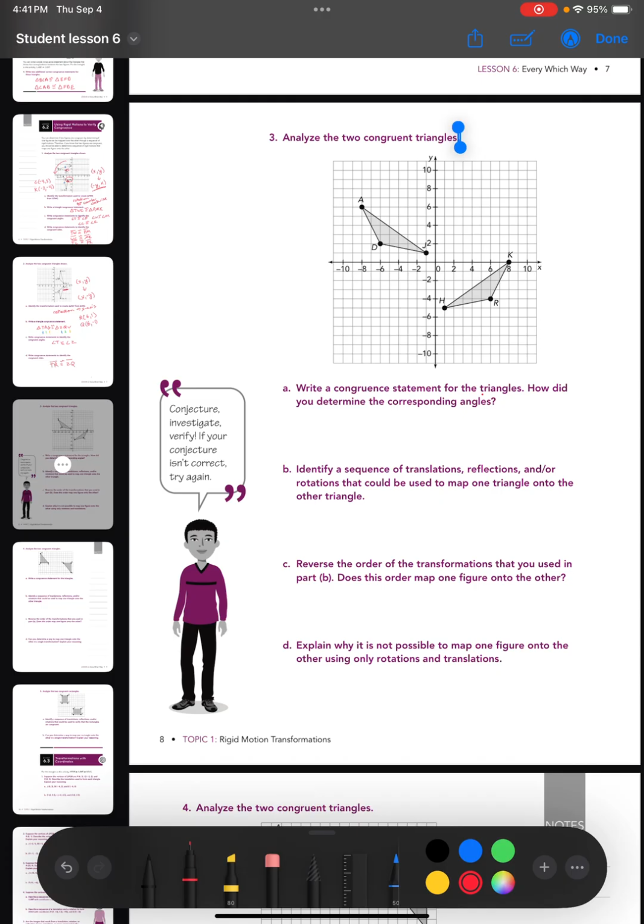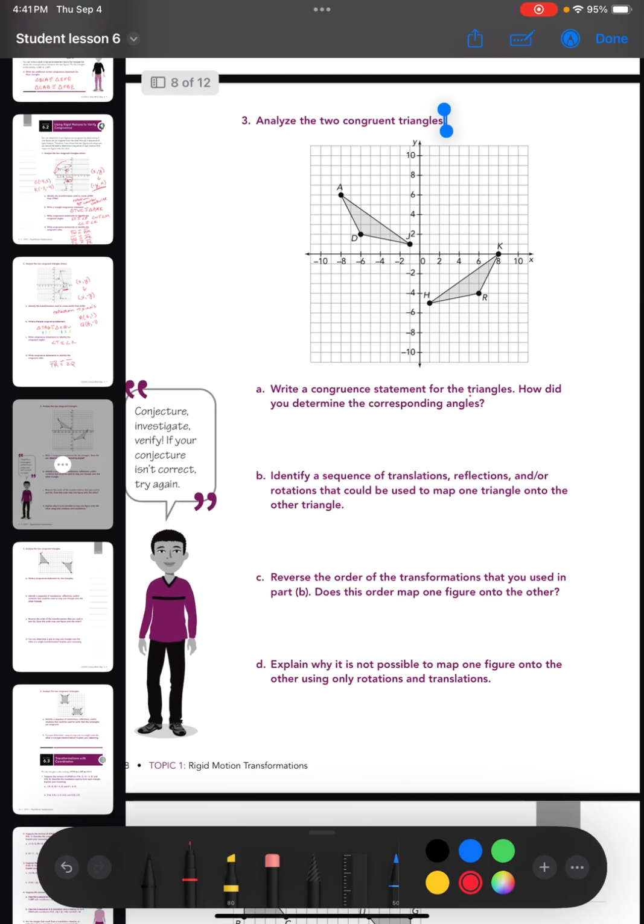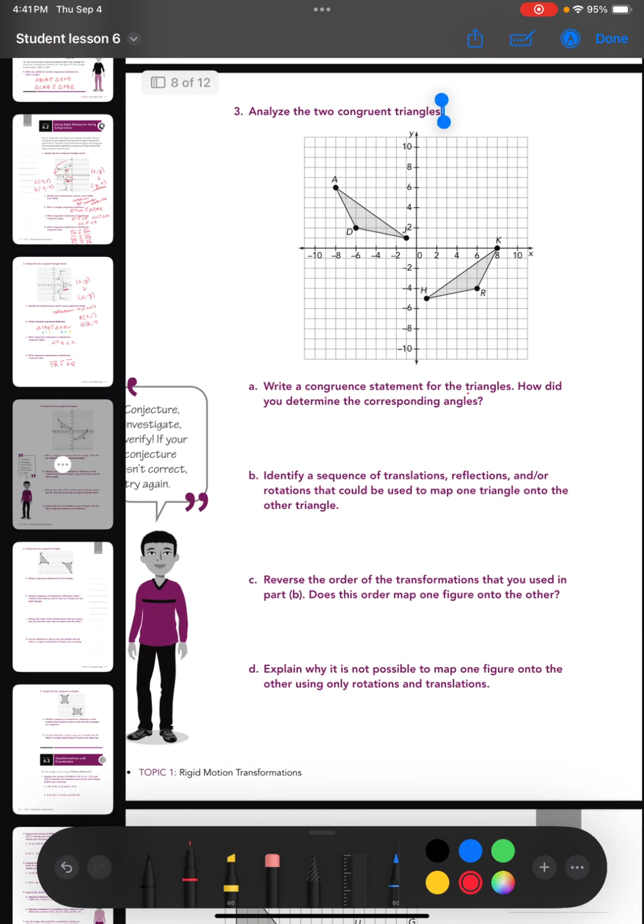Okay, what we have here, at first glance, I know we're definitely looking at a reflection, and then we're probably going to have some sort of translation. The orientation doesn't match up well for just a rotation. So I'm looking at probably a reflection and a translation. To test this, I'm going to say this is triangle 1, and we're starting with that triangle.